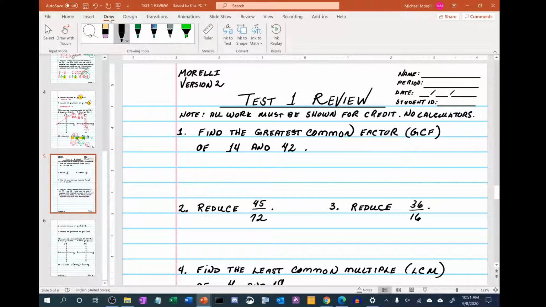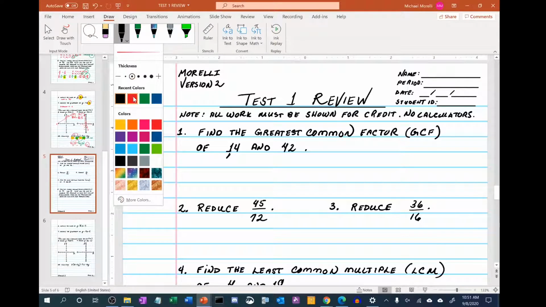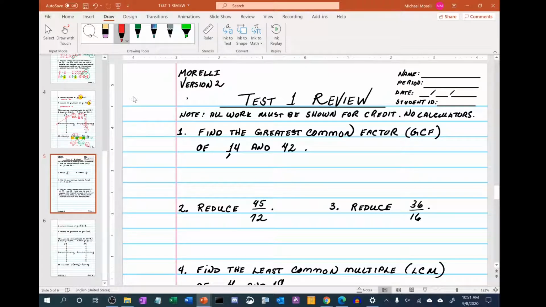So what we do with that is we list all the factors of 14 and 42. So like 14 would be 1 times 14 or 2 times 7. These are all factors, 1, 14, 2, and 7. Then do the same thing for 42. 42, now that could be 1 times 42. Could be 2 times 21.